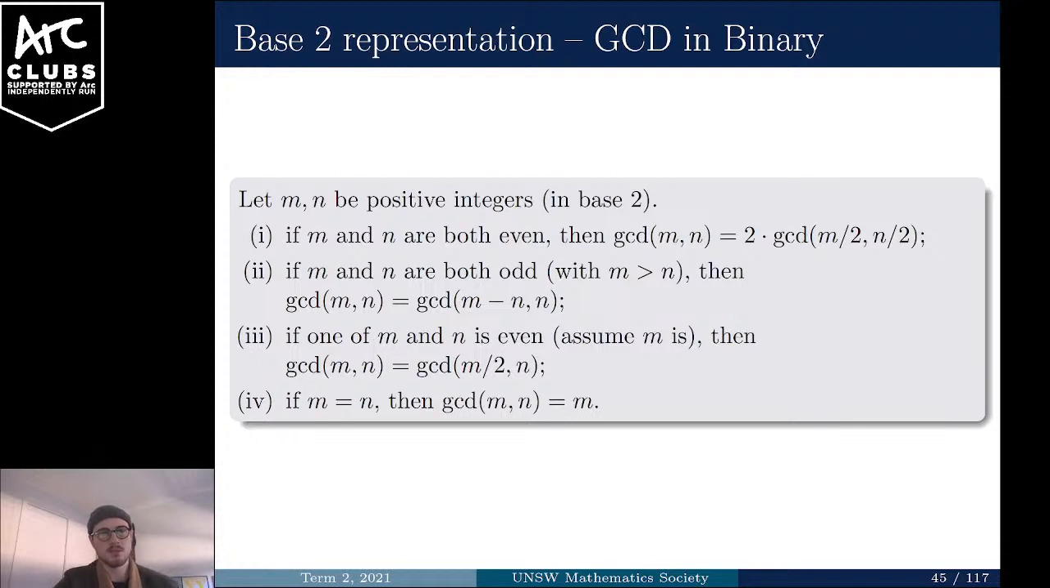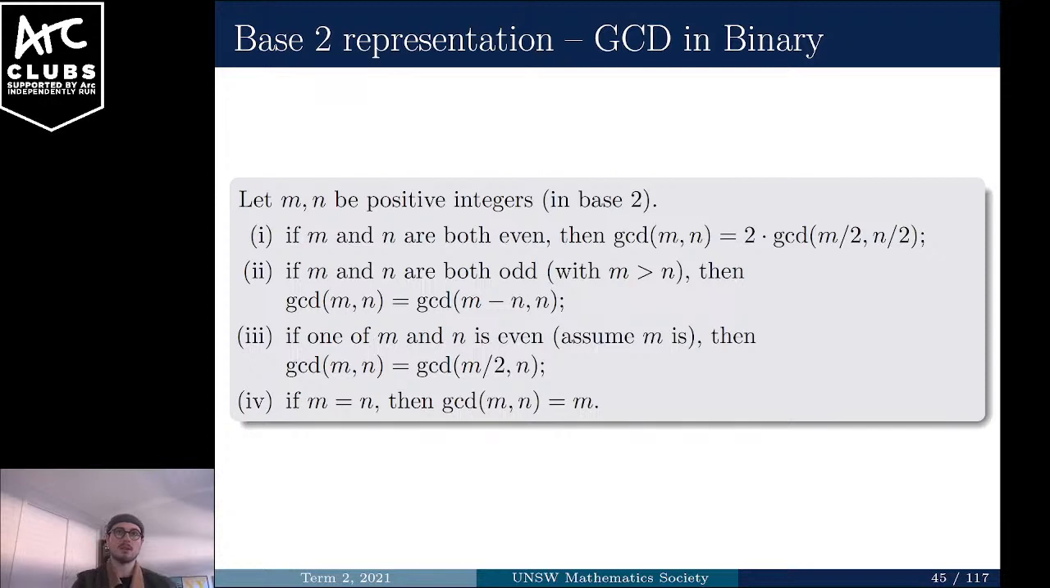Let's just quickly touch on base 2 representation, GCD and binary. So these are some little tricks for you when you're using the GCD when you're working in binary. Just quickly reading these off to remind you guys. Let m and n be positive integers in base 2. If m and n are both even, then the GCD of m and n is equal to 2 times the GCD of half those numbers. If m and n are both odd, with m greater than n, just making that choice, then the GCD is equal to the GCD of m minus n and n.